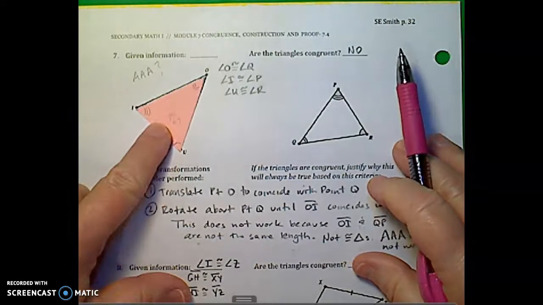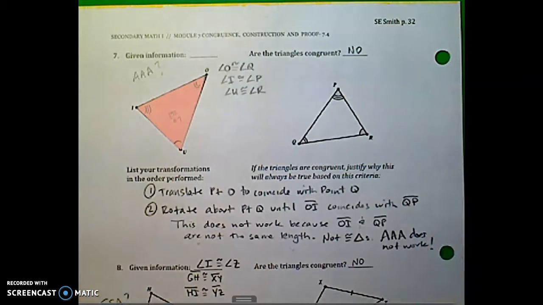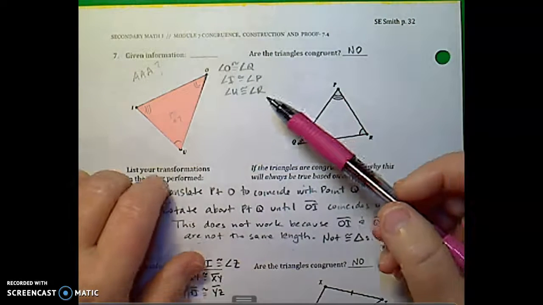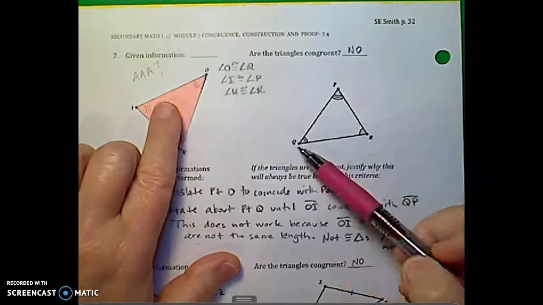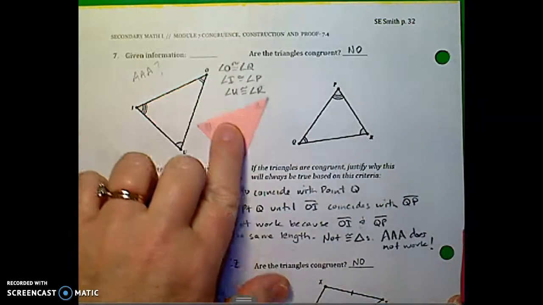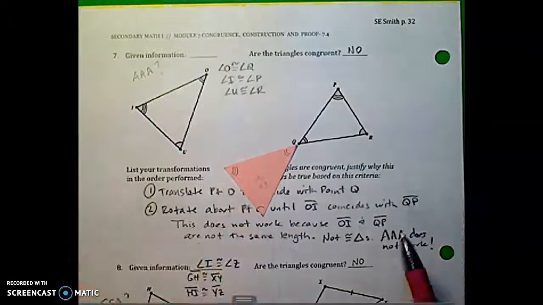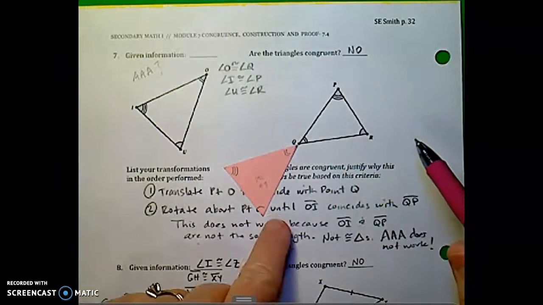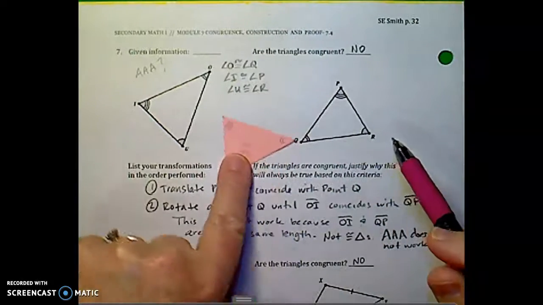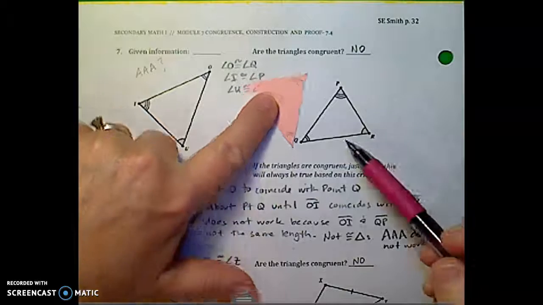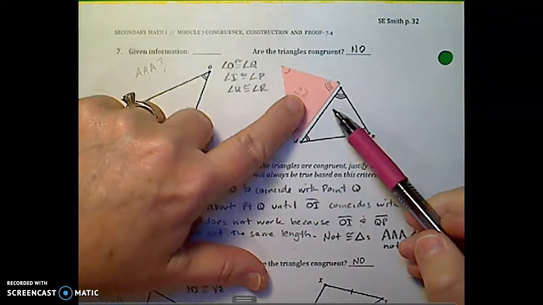Let's show why. We can still try the same sequence of transformations that we did before. Translate, rotate, and reflect. So let's match up O and Q. I'm just going to translate that over. I don't actually have to go X and Y. I can just bring it over. I'm going to rotate around this way. So it's looking like the angles are matching up in their location.